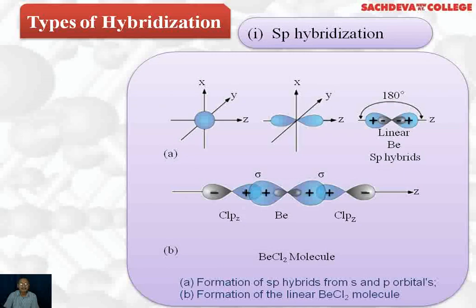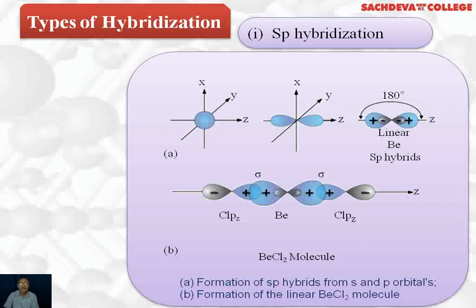First we are taking the beryllium atom. Beryllium has atomic number 4. Its electronic configuration is 1s2, 2s2. Now it does not have unpaired electrons, so it cannot form a bond. So first we will write it in the excited state: 1s2, 2s1, 2px1. Now we have two unpaired electrons which can take part in bond formation.